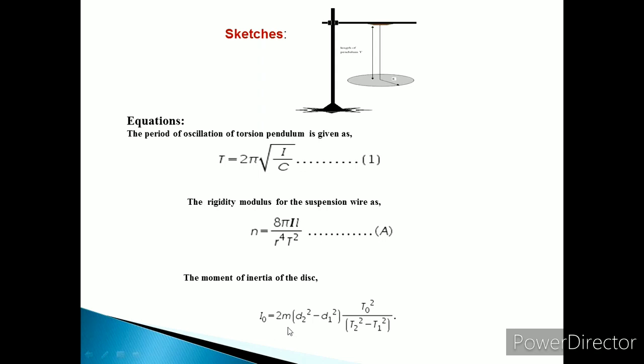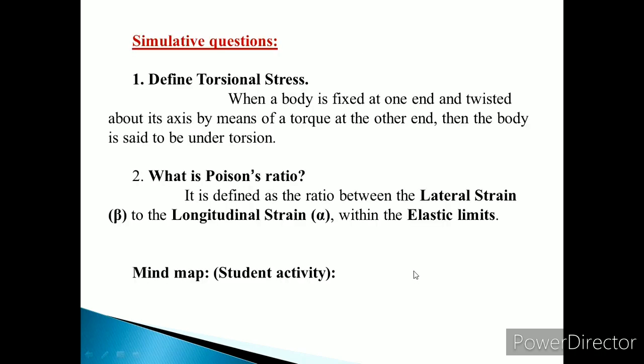I naught is equal to 2m into (d2 square minus d1 square) into t naught square divided by (t2 square minus t1 square). Based on this, some of the similarity questions are also discussed. Define what is torsional stress, what is Poisson ratio. These are some related topics related to the content. Okay, what is meant by torsional stress?